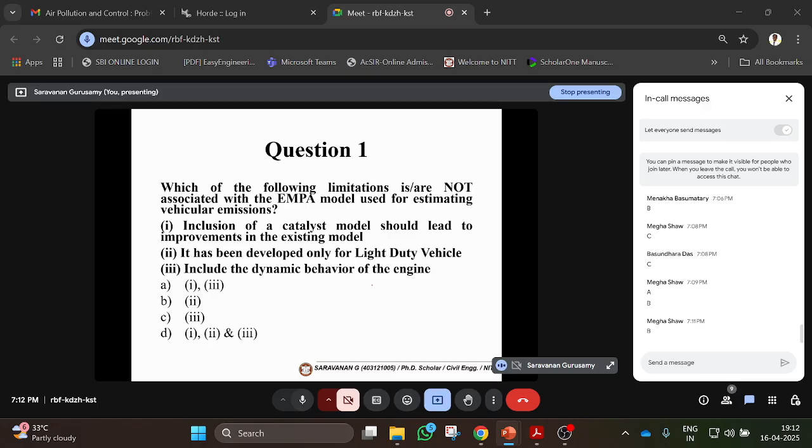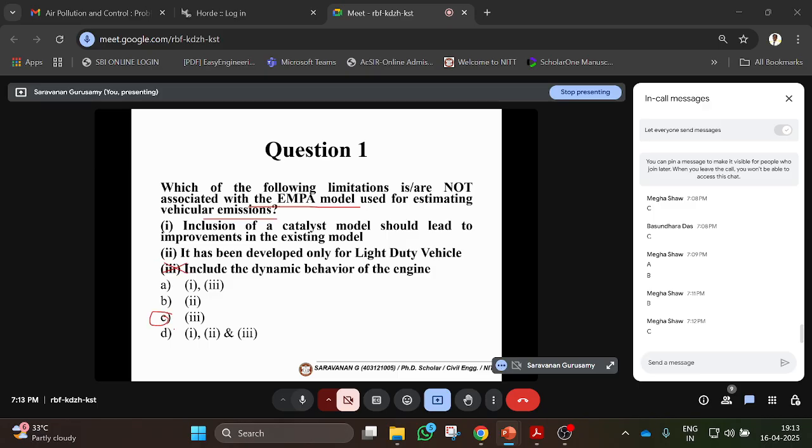So moving on to the sixth week. Which of the following limitations are not associated with the EMPA model? So one of the models for emission inventory for estimating vehicular emission. Inclusion of catalytic model should lead to improvement in existing model. It has been developed only for light duty vehicles. Include the dynamic behavior of the engine. So EMPA model does not include the dynamic behavior of the engine. So option C is not associated with EMPA.